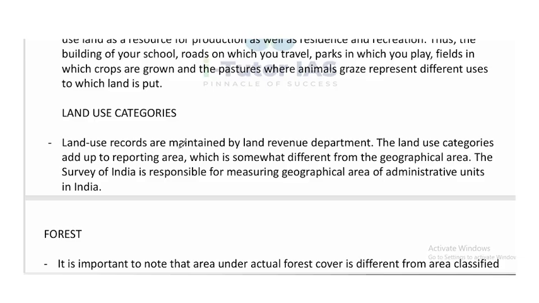Land use records are maintained by the Land Revenue Department. The land use categories add up to a reporting area, which is somewhat different from the geographical area. The Survey of India is responsible for measuring the geographical area of administrative units in India.